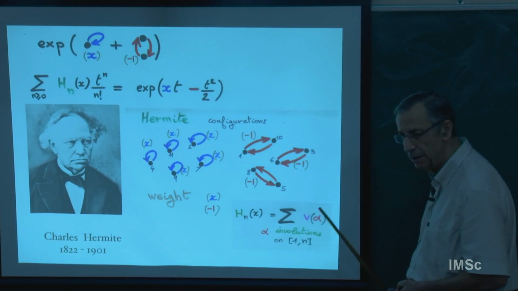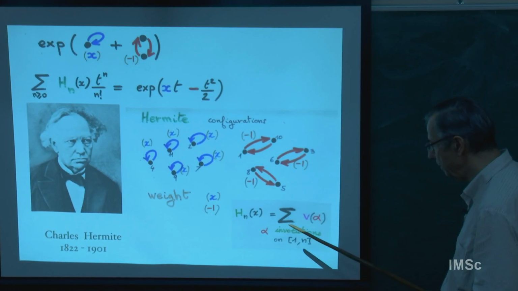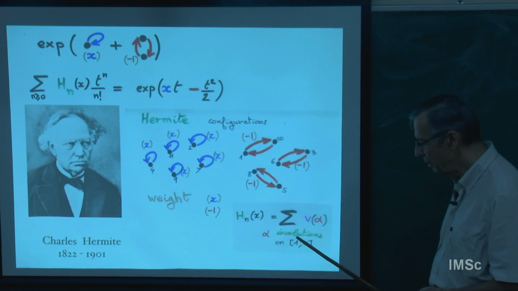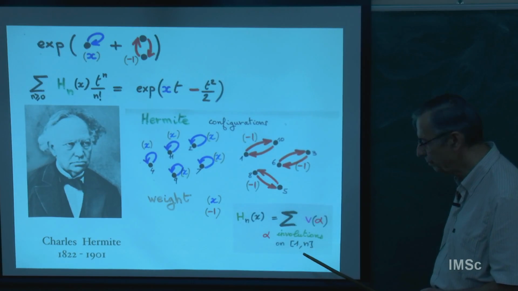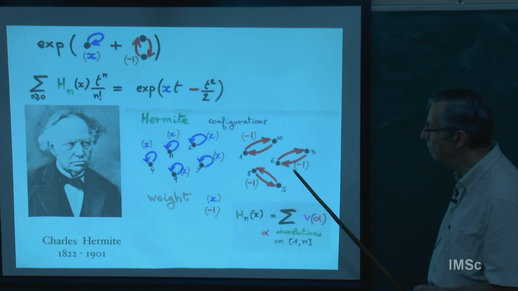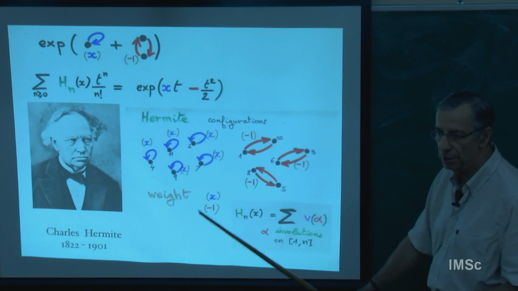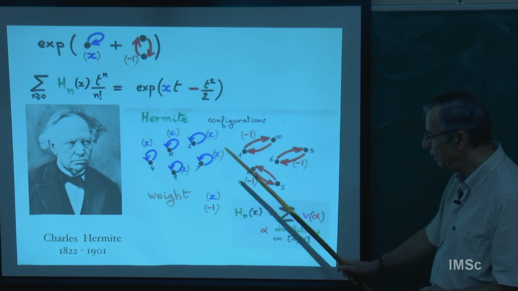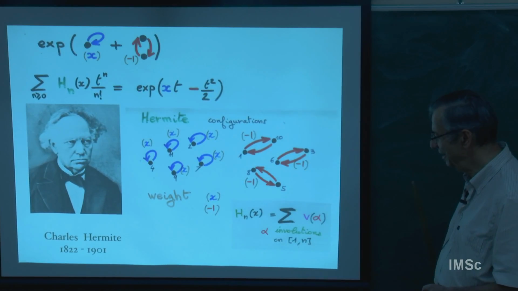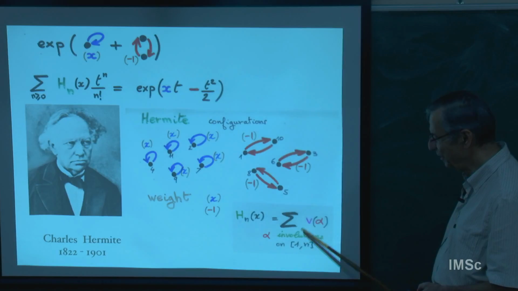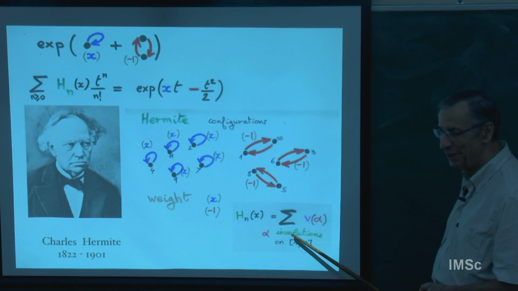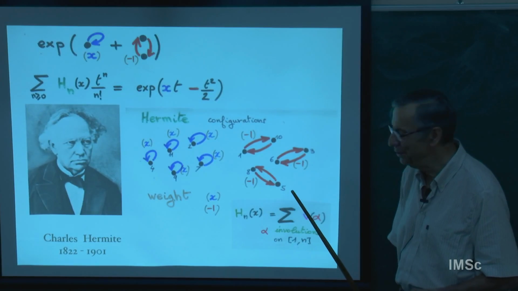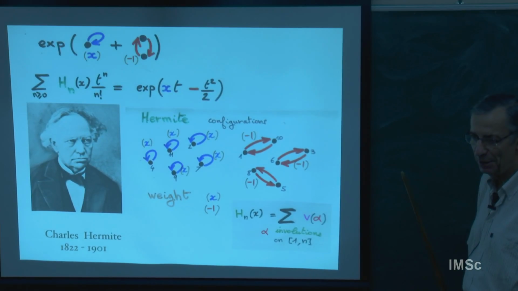So I can define a Hermite polynomial to be the sum over all involutions alpha on the set 1 to n, of v of alpha, being the product of all the weights, the product of all the x and the product of all the minus 1. So defining Hermite like this, you can see immediately it's equivalent to defining Hermite as an exponential generating function, as soon as you see the Hermite configuration.